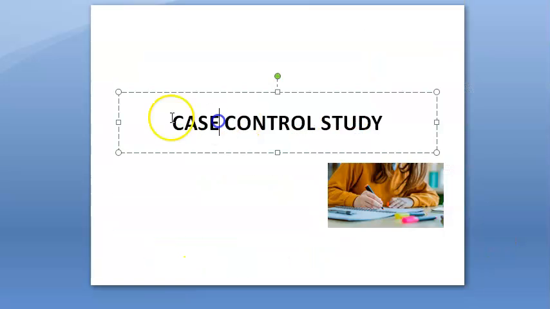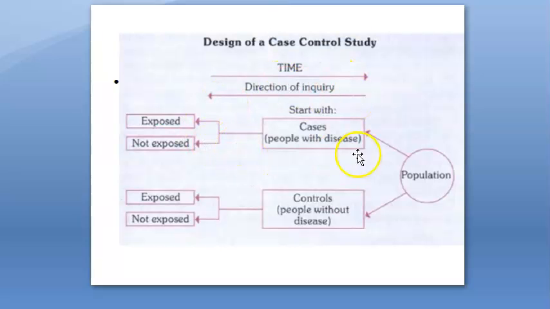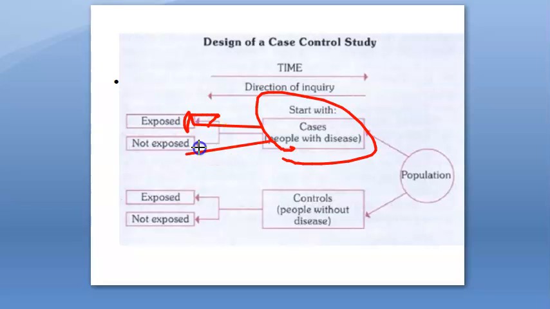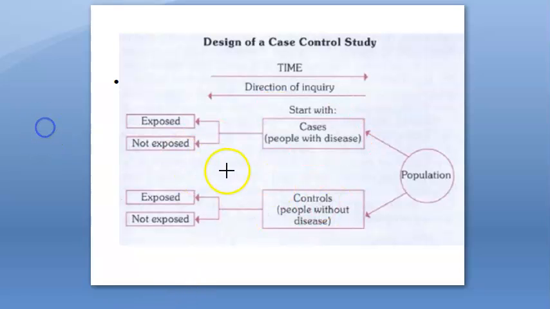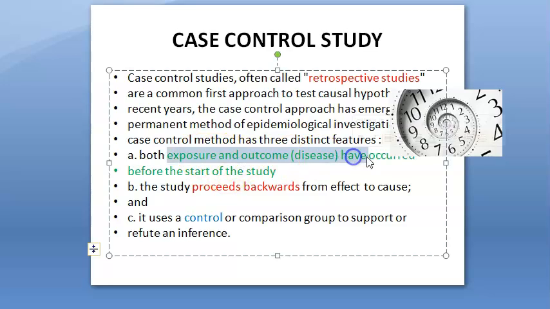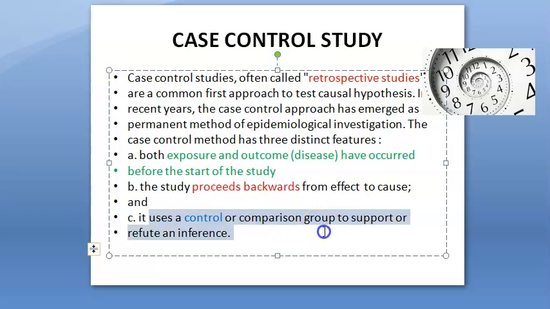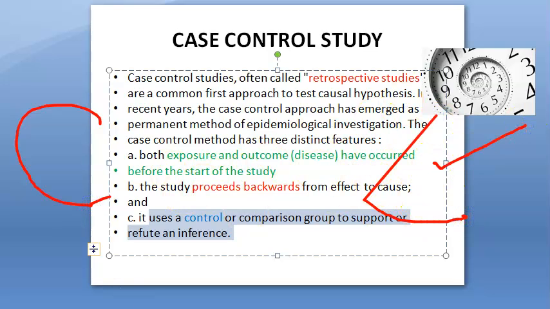Let's take a recap. So case control study, guys, is a type of analytical epidemiology where you're going backwards. You can see all the arrows are going backwards here. You're starting with the cases, that is the people who have the disease, and you're going backwards and finding out whether they had exposure or no exposure. And then you will find the strength of association. Basically it's a retrospective study where the exposure and outcome, that is the disease, have occurred before the start of study. You are proceeding backwards from the effect to the cause, and it uses a control or comparison group. So you will have cases and you will have controls, and you will use the controls as a comparison group.